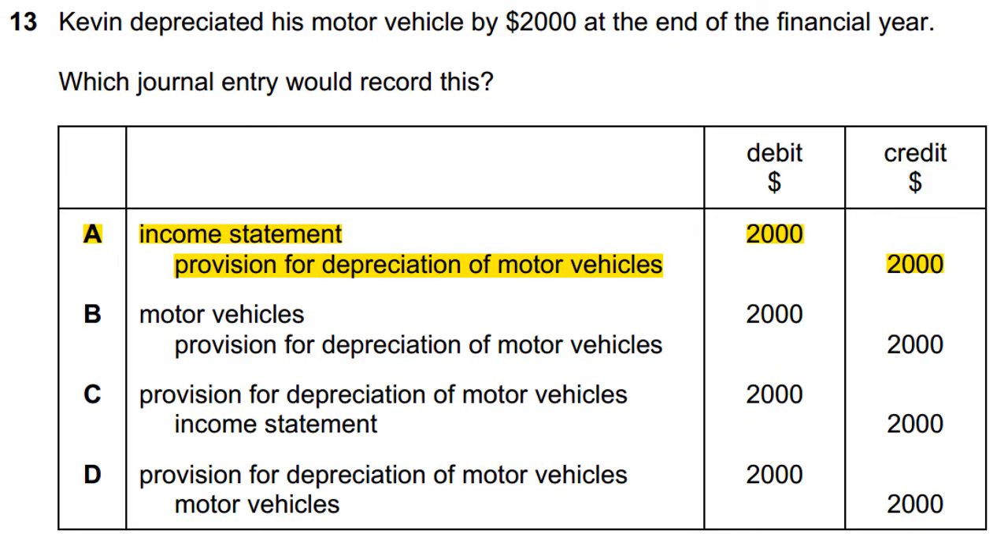K1 depreciated his motor vehicle by $2,000 at the end of the financial year. Which journal entry would record this? First, income statement debit to provision for depreciation of motor vehicle $2,000, because provision for depreciation is closed in the income statement at the year end.